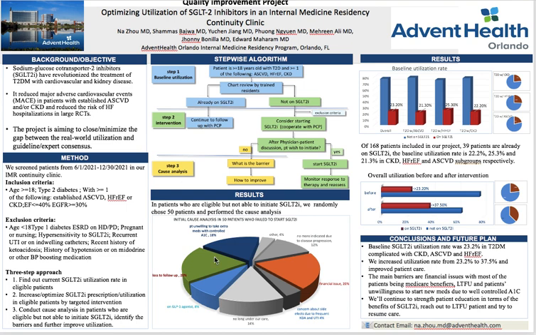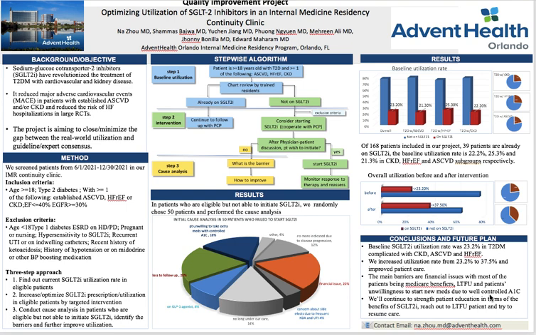So based on the above results, we can tell that the baseline SGLT2 inhibitor utilization rate was 23.2%. And we increased the rate from 23 to 37.5 and improved patient care. Based on the cost analysis, the main barriers are financial issues and loss to follow-up, and the patient's unwillingness to start new medications due to well-controlled A1C.